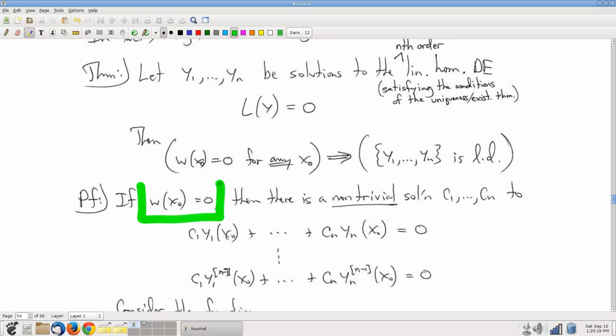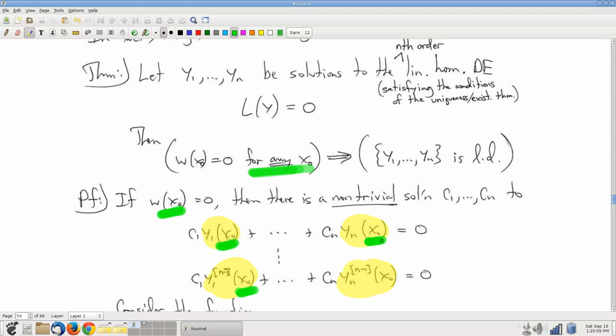Keep in mind, we're assuming the Wronskian is 0 for some value of x. Call it x naught. Don't forget what the Wronskian is. It's a determinant of a certain matrix of coefficients, and those coefficients are these numbers here. There's this matrix of coefficients, and that determinant is equal to 0. That's what it means for the Wronskian to be equal to 0. Specifically, notice we're talking about a single value x naught. We're not making a general statement about all values of x. This is only known to be true at a single value x naught.